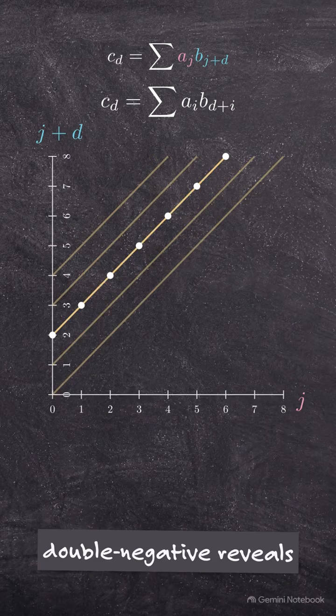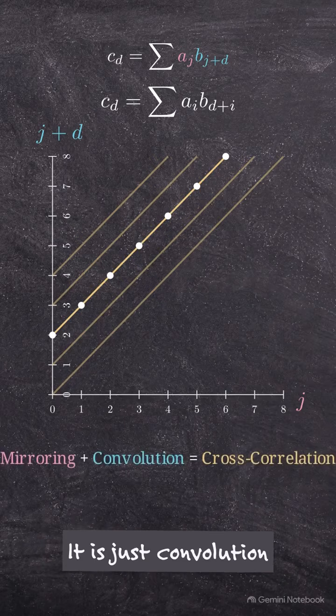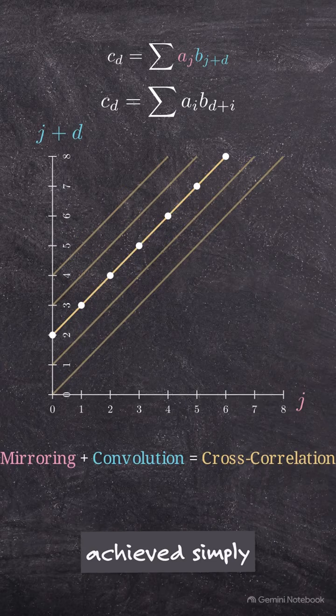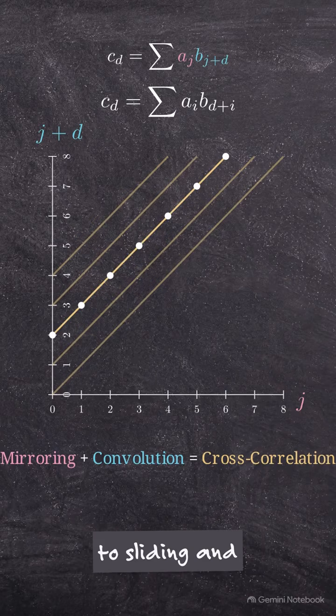And this mathematical double negative reveals that pattern matching isn't an entirely new operation. It is just convolution in disguise, achieved simply by feeding it a horizontally mirrored signal. It is the ultimate transition from folding and filtering to sliding and comparing.